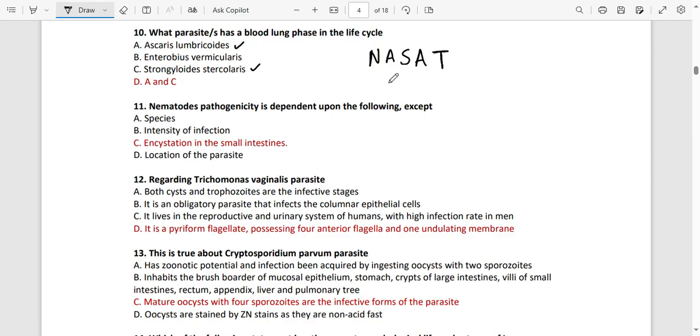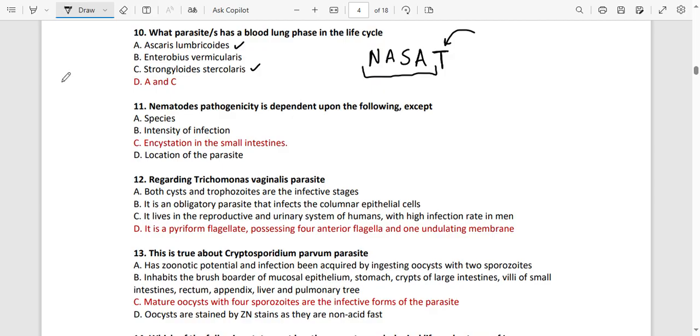Thank you so much for that beautiful one. Hope we've gotten that. So with this mnemonic, they have a blood lung phase, except the T. These guys are soil transmitted, except the Trichuris. Trichuris is also soil transmitted, but it does not go to the lungs. Okay. Thank you so much for that.